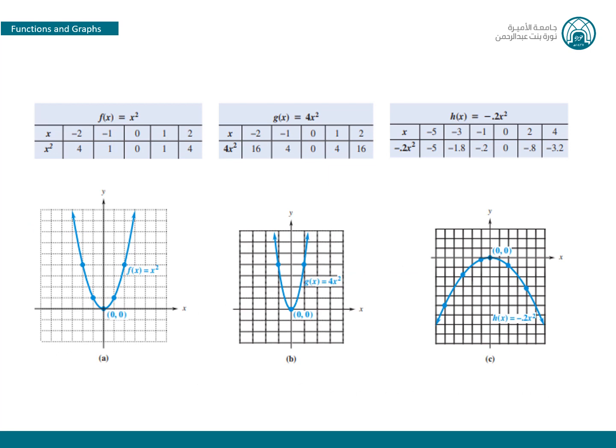Now we're going to graph the quadratic function. What is the graph for a quadratic function? First of all, we have three different examples. The first example is f(x) equals x squared. The second example is g(x) equals 4x squared. The third one will be minus 2x squared.